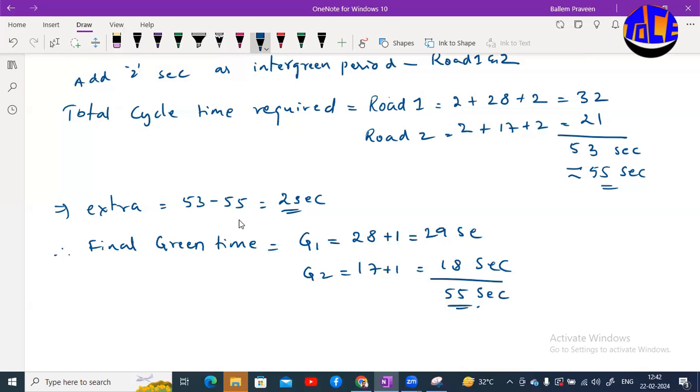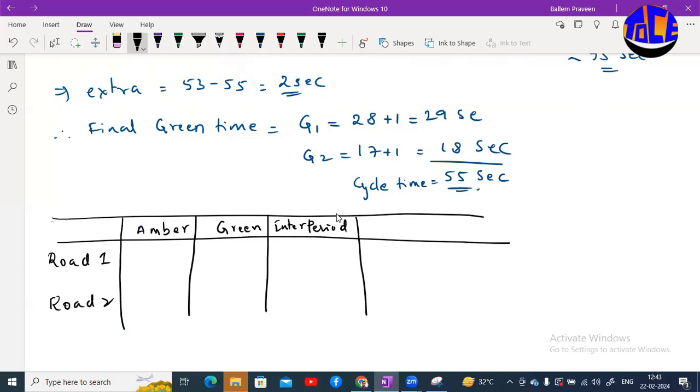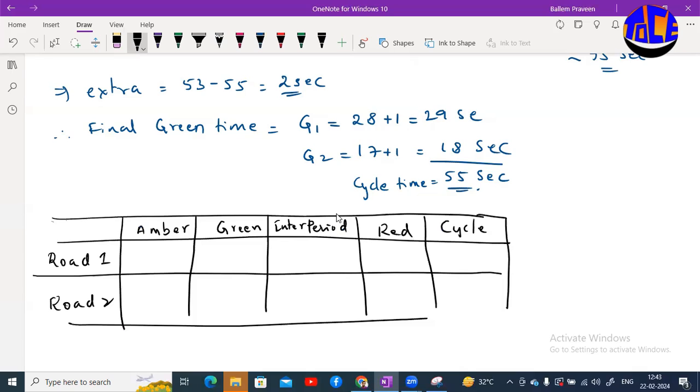Okay, so total cycle length, this is cycle time, it is 55 seconds. With this our design is completed: road 1, road 2, amber, green and intergreen period, red, and the cycle time. We know for both cases the cycle time will be the same, 55 seconds itself. Amber we have given 2 seconds for both road 1 and road 2, and intergreen period also 2 seconds for road 1 and road 2, and green for road 1 is 29 seconds and road 2 is 18.